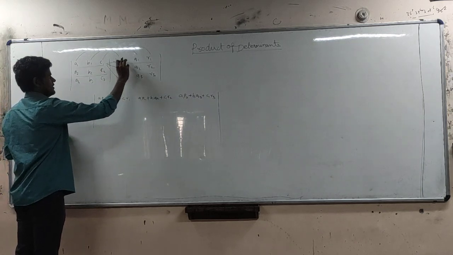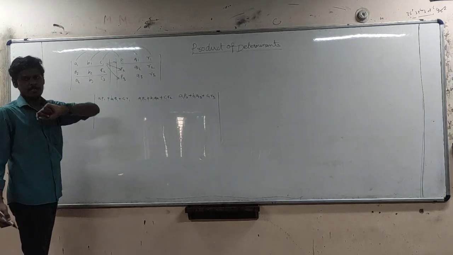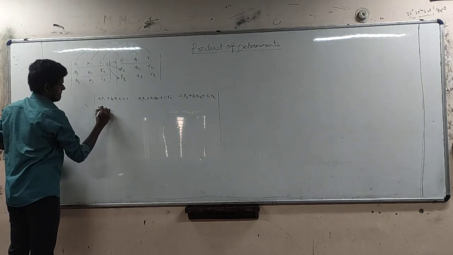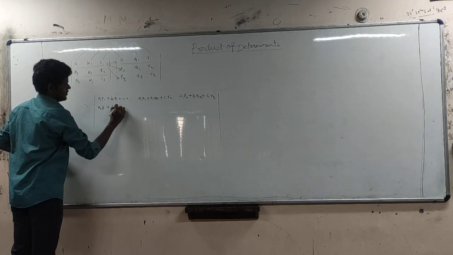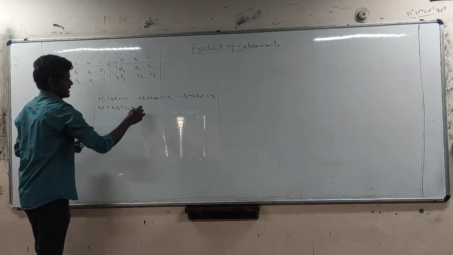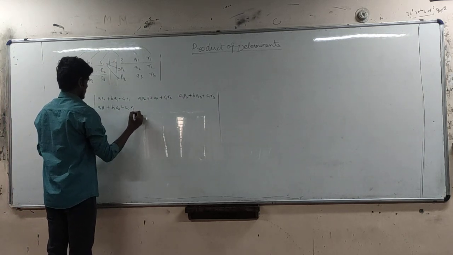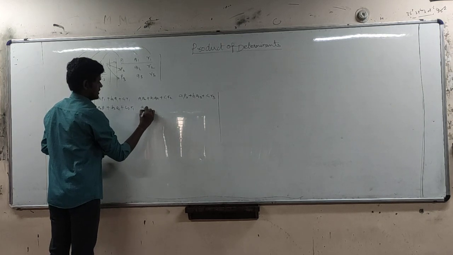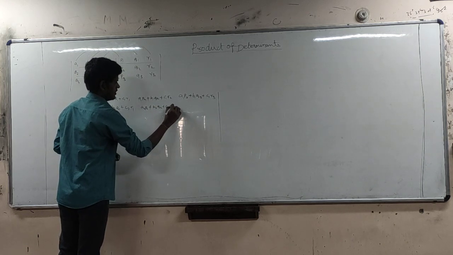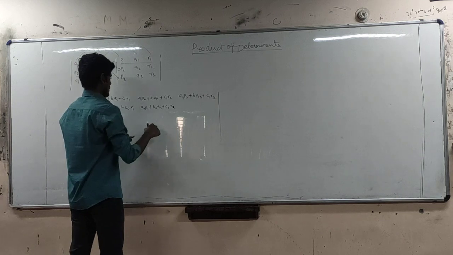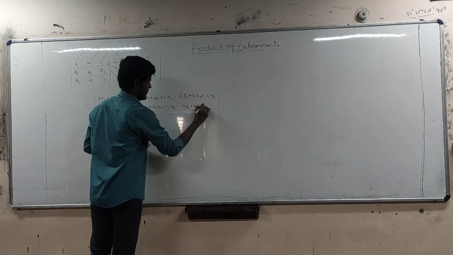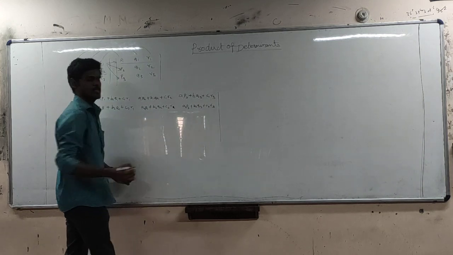Second row, multiply with the first row of the second determinant. That is 2, 1. Now here A2 into P1 plus B2 into Q1 plus C2 into R1. By symmetry we can write all the elements. So again here A2 P2 plus B2 Q2 plus C2 R2. And next A2 P3 plus B2 Q3 plus C2 R3.